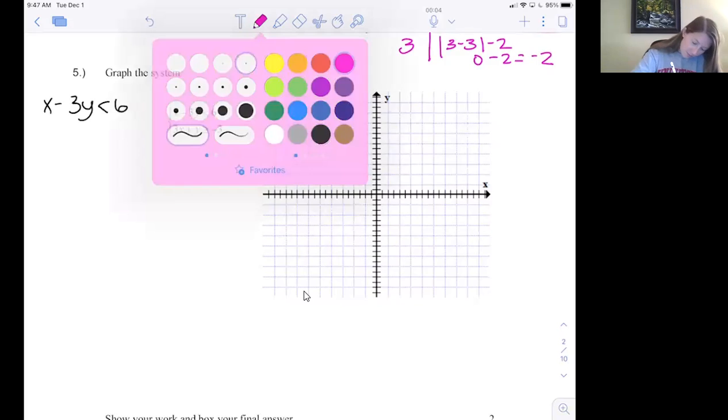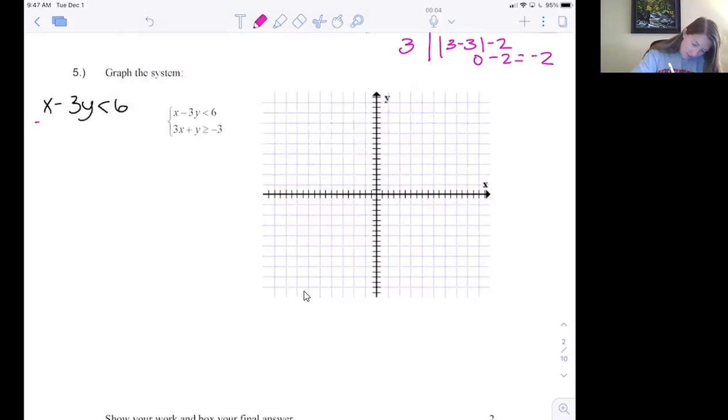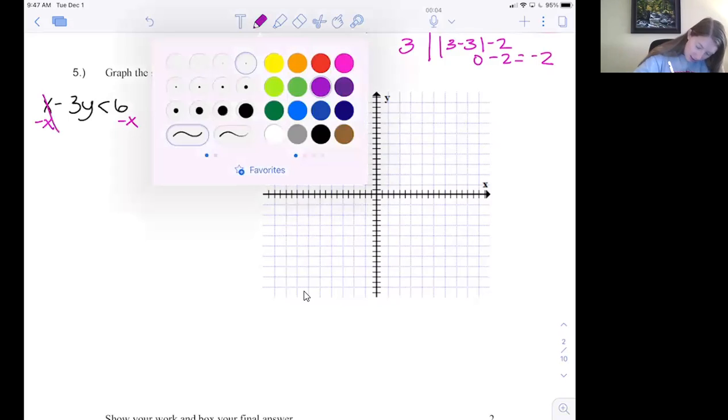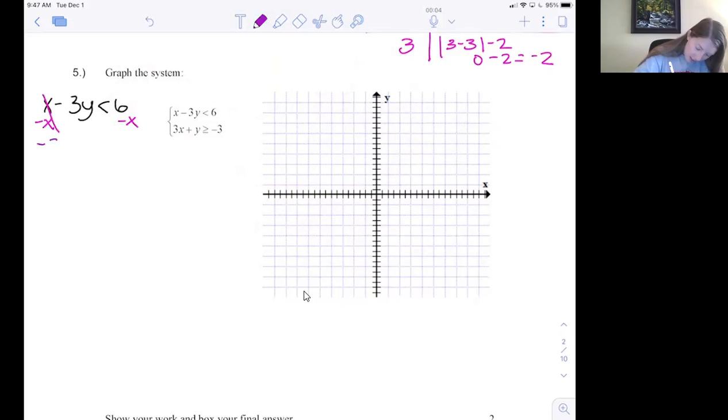So I'm going to subtract the x. You could bring over the y, you can add the 3y. If you do that, you'll get the same thing. So if you were doing that in your head, keep doing that and just at the end, see if you get the same answer as me. And I subtract x, sorry. So now I have negative 3y is less than 6 minus x.